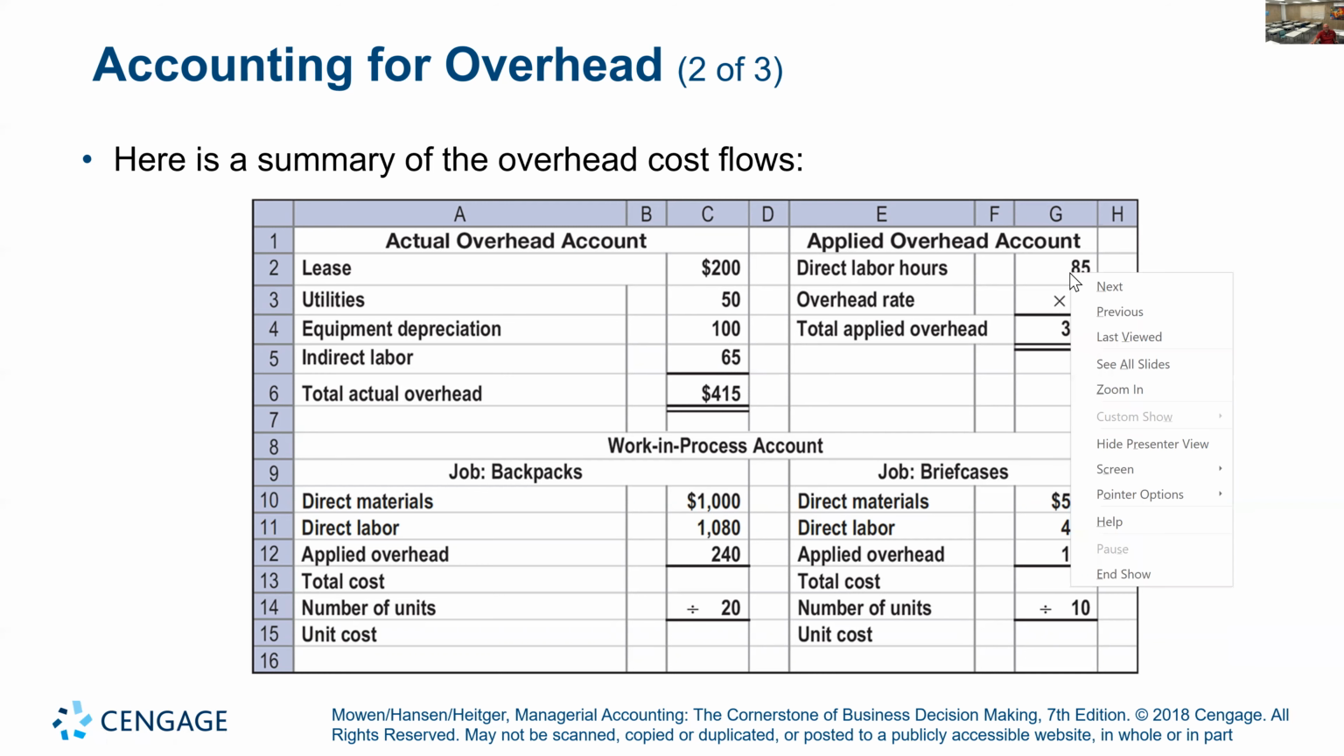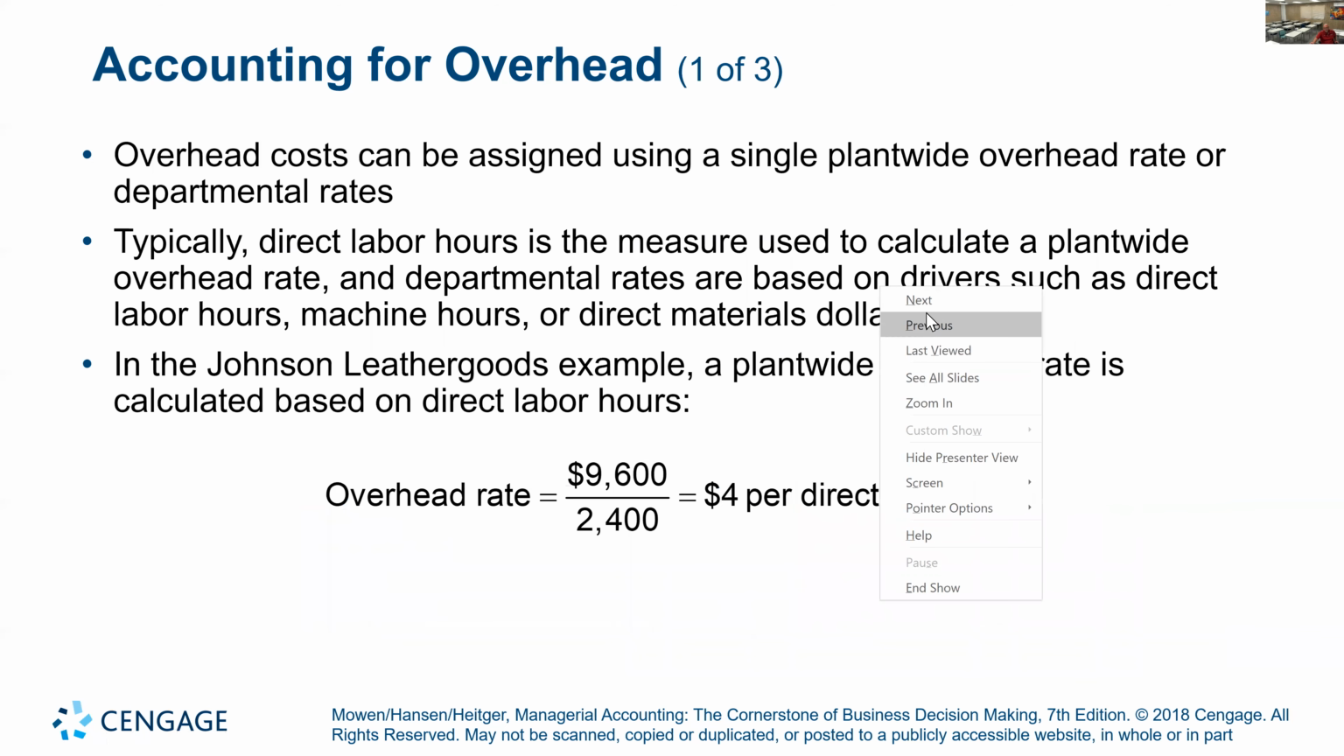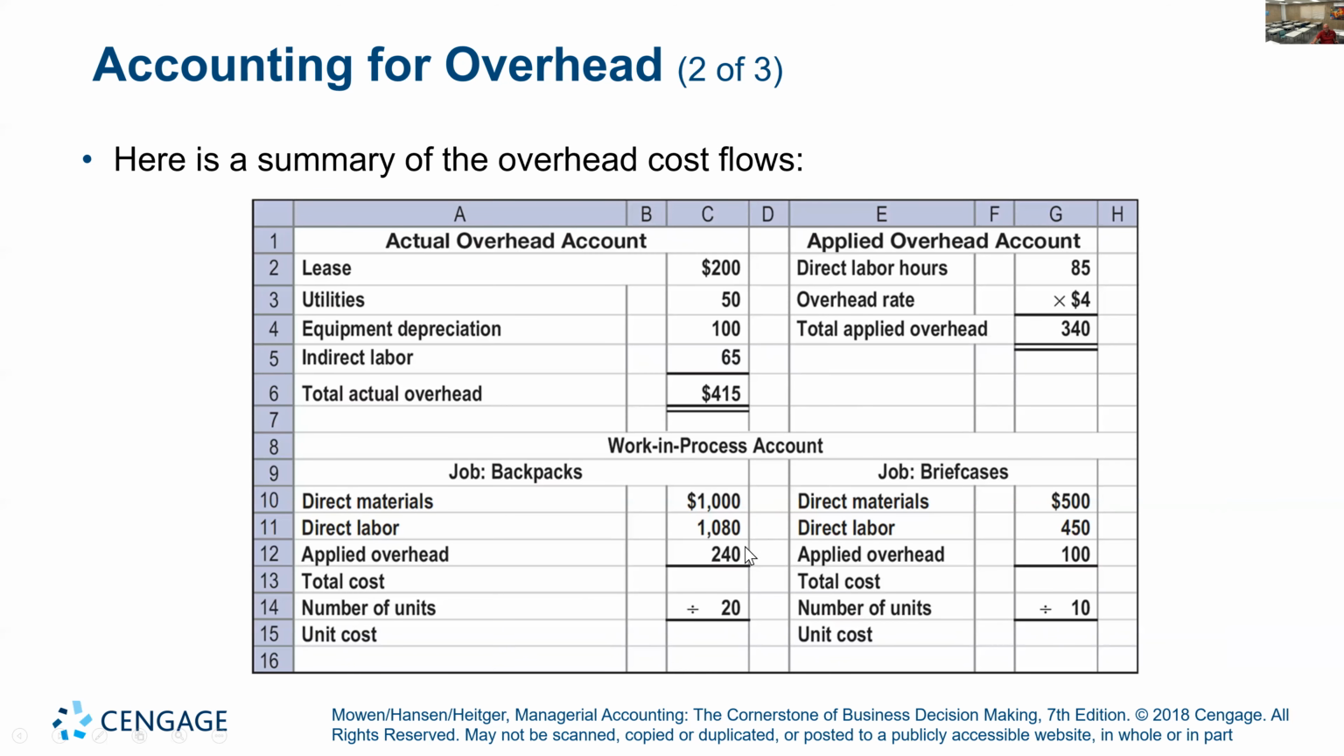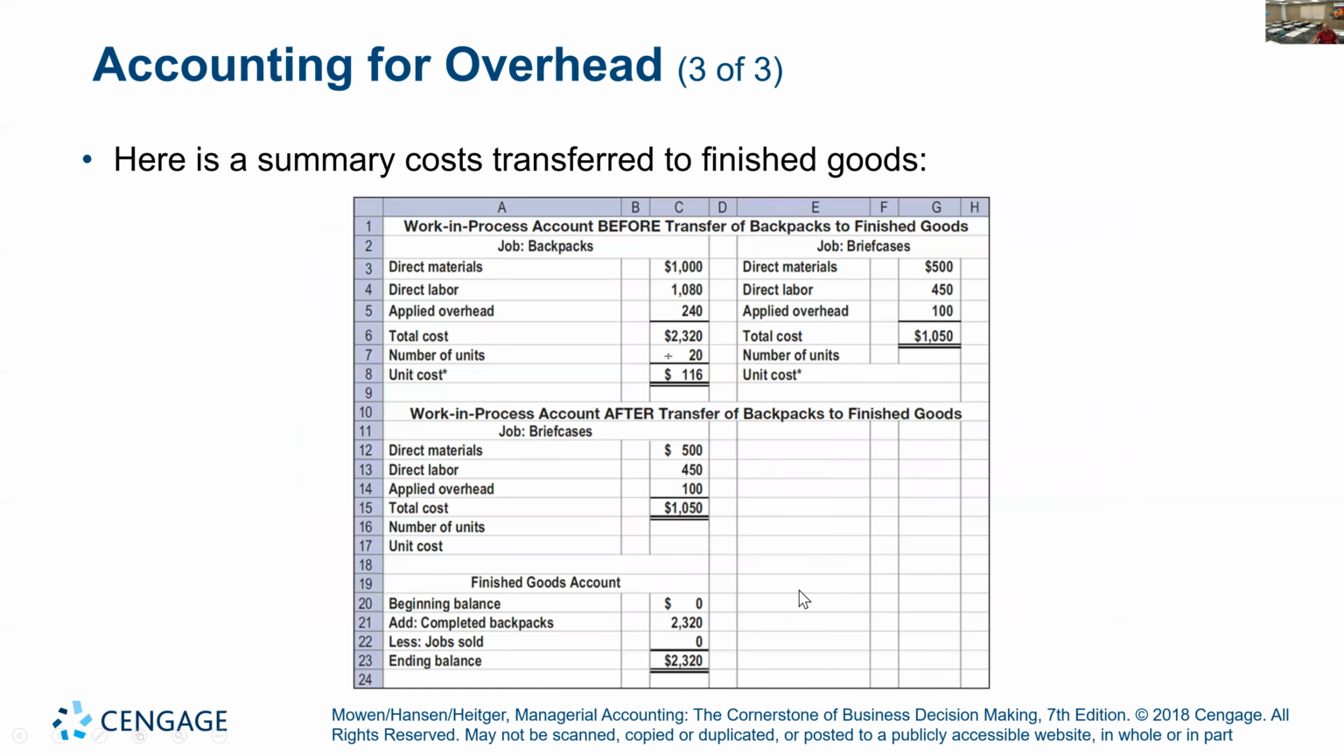But you have to remember back to this slide that the direct labor hours for backpacks were 60, and for briefcases they were 25. So 60 times 4 will get us 240 for the applied overhead here, and the remaining goes over here. Here we're given what our actual overhead is, 415, so you can see that we under applied it, but we are going to make that adjustment again at the end. It does not change what goes into our work in process account for this.